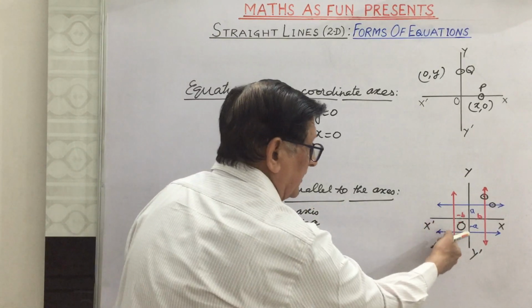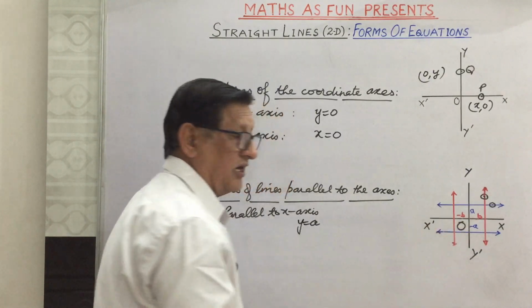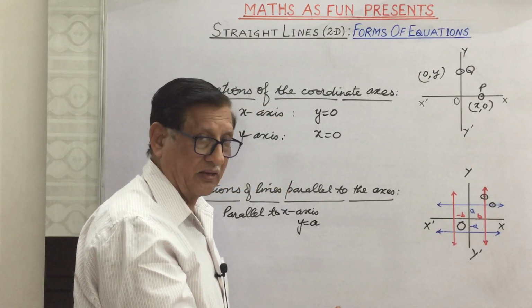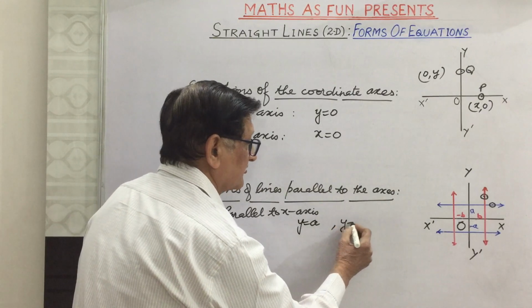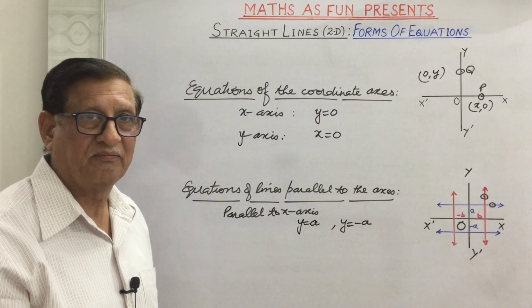If the line is on the negative side, the distance is minus a, that is because of the negative side, and hence the equation of this can be taken as y equal to minus a.